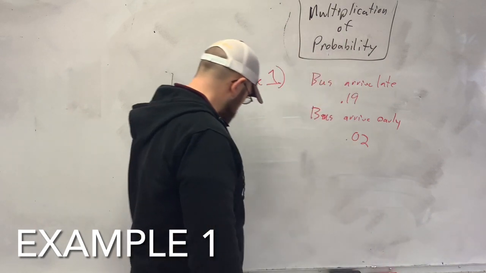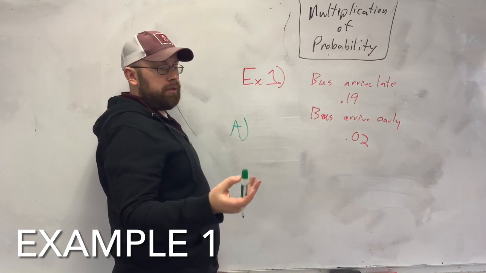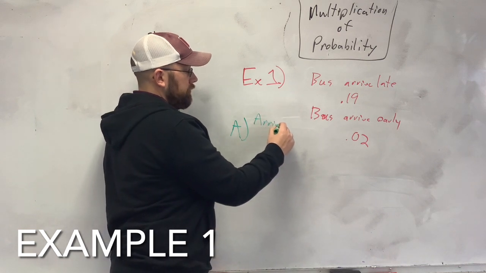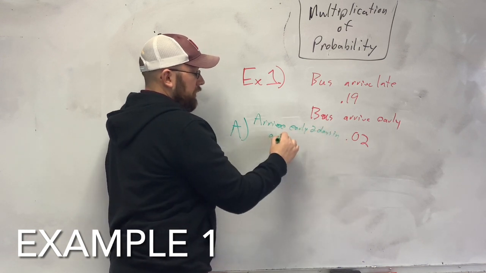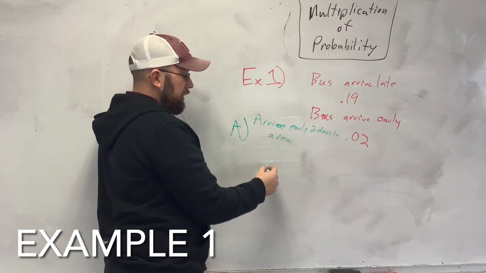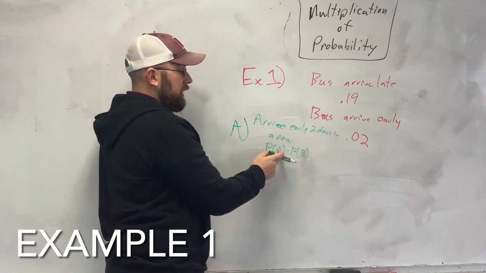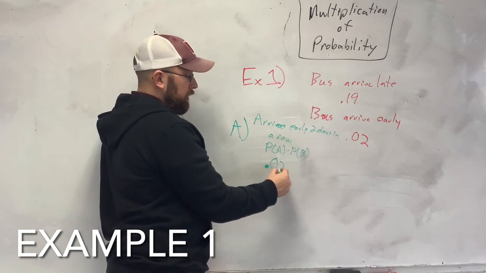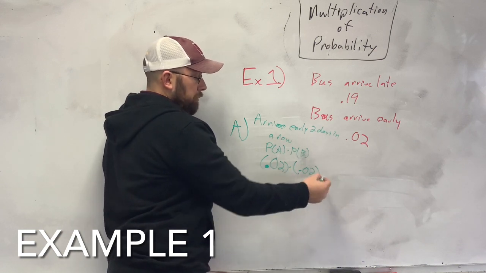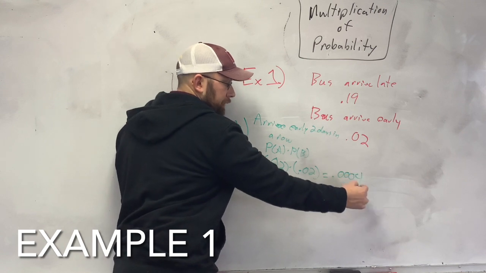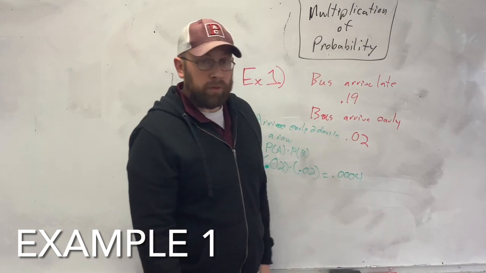For the first part, A: what are the chances of the bus arriving early 2 days in a row? That'd be P(A) times P(B). The probability that it shows up early the first day is 0.02. The probability that it shows up early the next day is still 0.02. When you multiply those out, you get 0.0004. So your probability that it arrives early 2 days in a row is actually 0.04%.